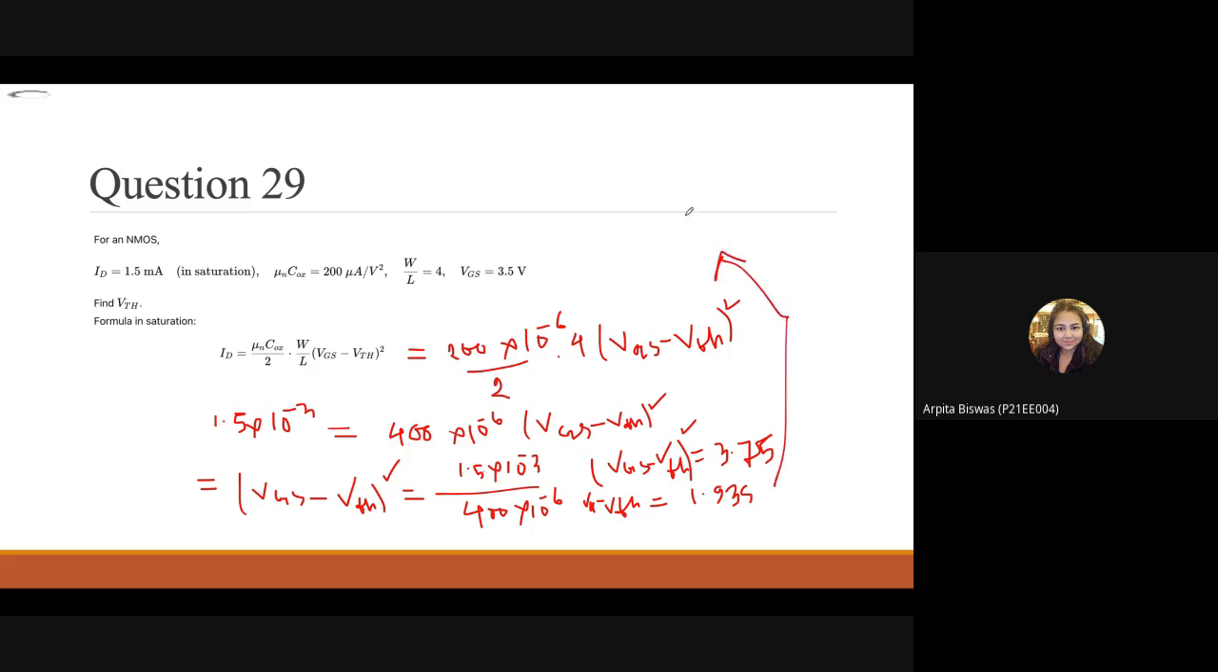Just from here, calculate. VTH equal to, because VGS, I think it is given as 3.5. So 3.5 minus 1.935 is 1.565. So what is the final value of VTH? Yes, 1.564 or 1.56. Yes, 1.56 volt. This is the right option.